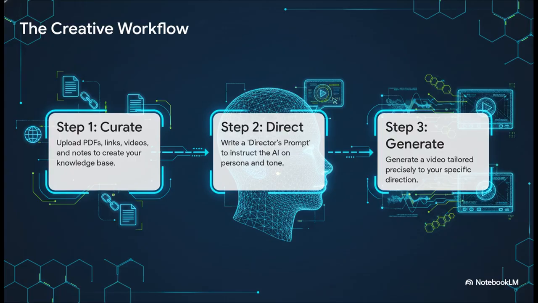First, you pull together your sources. That's the raw material for your story. Then, and this is the most important step, you write what's called a director's prompt. Now, this isn't just a simple question. Think of it like your creative brief. You define the persona, the tone, the audience. And finally, you just hit generate, and the AI gets to work building a presentation to your exact specifications.